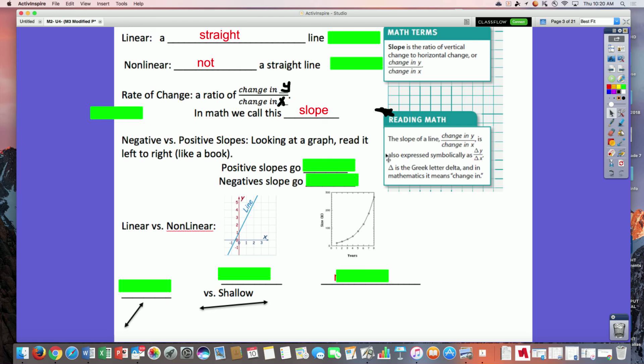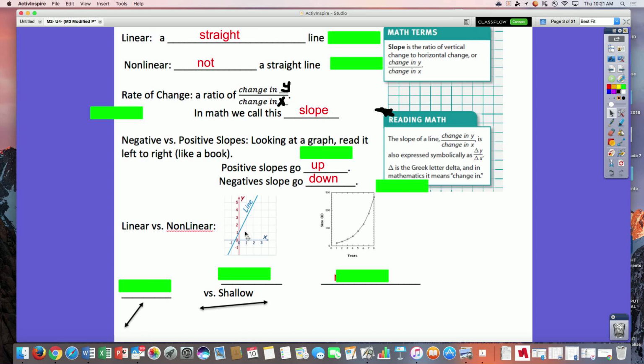All right, negative versus positive slopes. Looking at a graph, read it left to right in a book, or just like you're reading a sentence. Positive slopes, positive means plus, right? Positive slopes go up. If positive slopes go up, negative slopes go down.